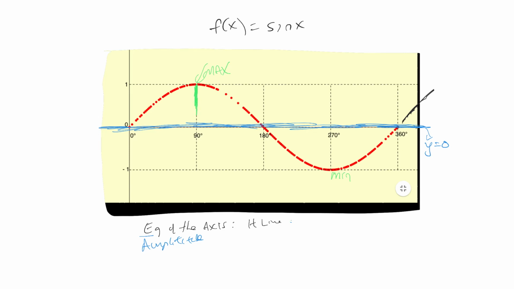And the distance between the maximum and the blue line, or the equation of the axis, in this case is going to be 1. Same thing for here. The distance between the blue line and the minimum is also 1. It is not -1. Keep in mind, amplitude is always positive. So that's the amplitude. Let's have a look at the period.